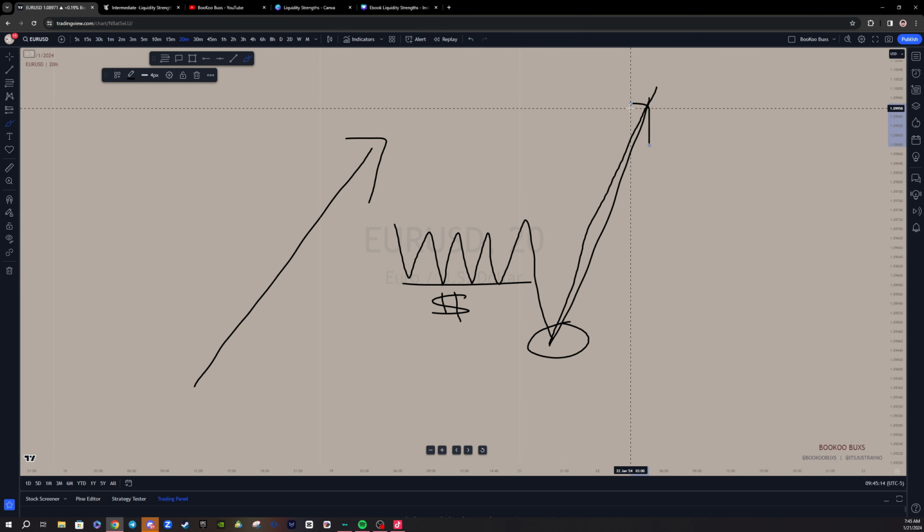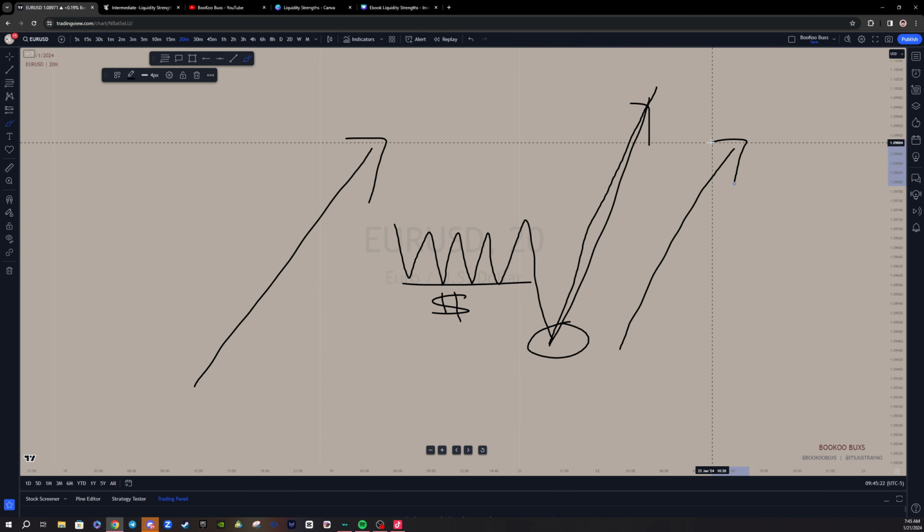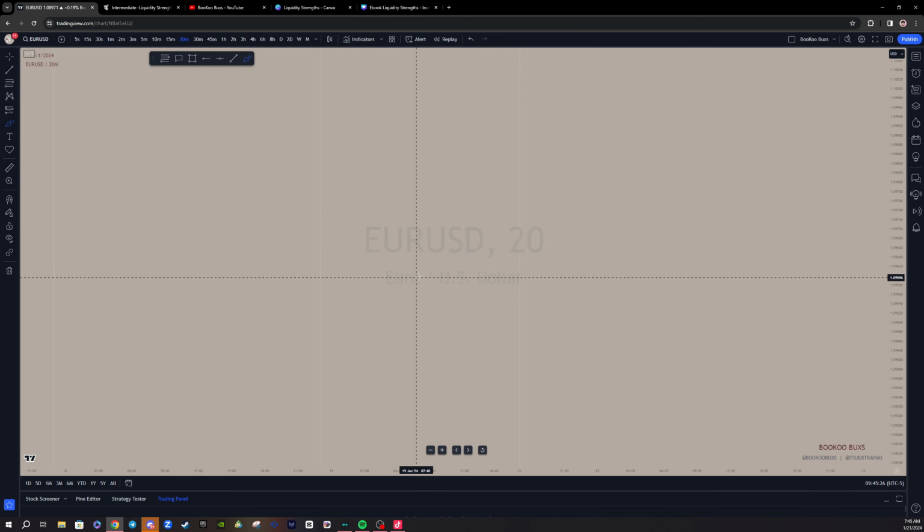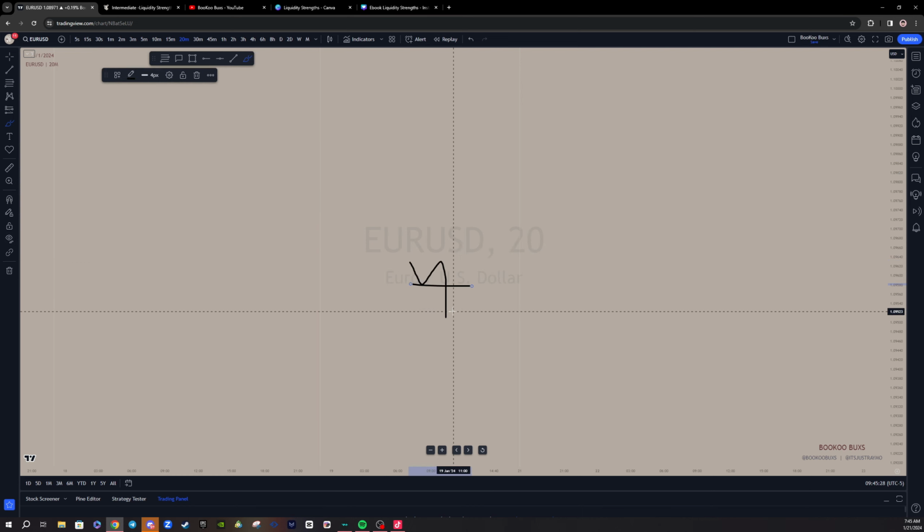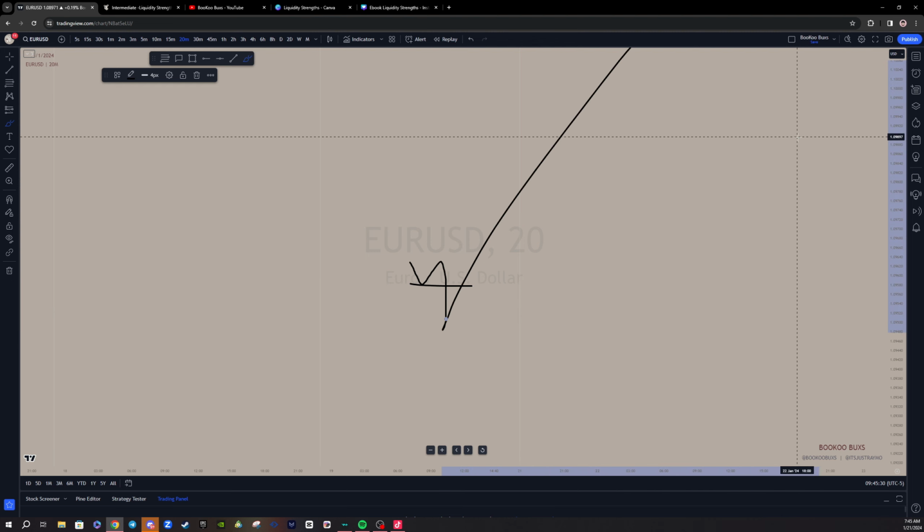Why can it go further? Because the more liquidity that gets taken, the more buy contracts they can place in the market. And obviously, the more buy contracts you have, the further you can go, the harder you can push, the faster you can push. If you don't take out a lot of liquidity and you just take out one low like this, you're probably not going to see the market do that. Why? Because this little bit of liquidity is not enough to just skyrocket to the moon.